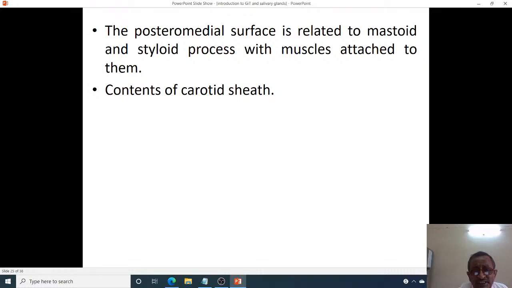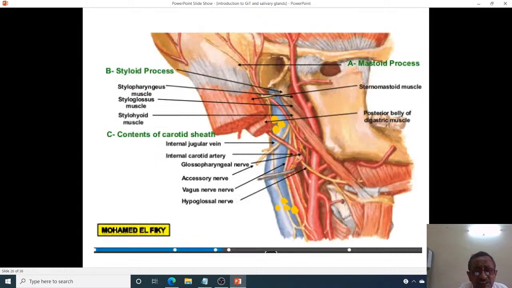Posterior medial surface is related to the mastoid process, styloid process, and contents of the carotid sheath. So mastoid process with the sternocleidomastoid muscle and the posterior belly of the digastric muscle, whereas styloid process with the stylopharyngeus, styloglossus, and stylohyoid muscles, and the carotid sheath with the internal jugular vein, internal carotid artery, and the 9, 10, 11, 12 nerves, the glossopharyngeal, vagus, spinal accessory, and hypoglossal nerves.